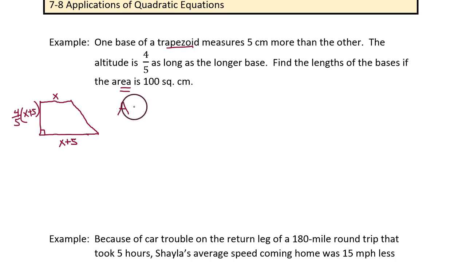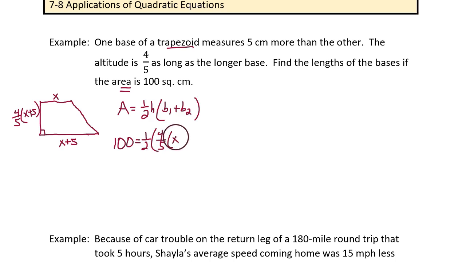In geometry, you'll learn the area formula for a trapezoid: 1/2 times the height times the sum of the bases. We'll call the top base base 1 and the bottom base base 2. Now let's make some substitutions. For area, fill in 100. For the height, fill in the 4/5 times x plus 5. For B1, fill in x, and for B2, fill in x plus 5. You notice this creates an equation that has only the variable x.